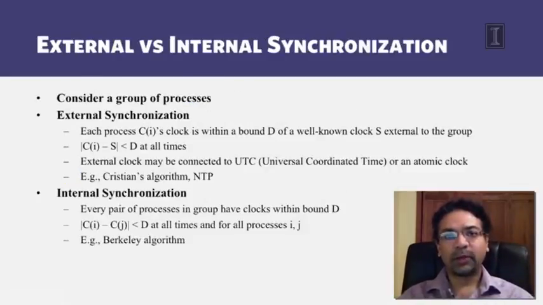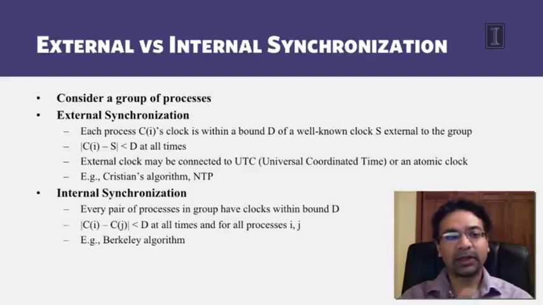Now, there are two terms that come into play when you want to synchronize process clocks: external and internal synchronization. In external synchronization, each process clock is synchronized with respect to an external time source, such as a UTC time source. So process i's clock may be at most d seconds in error compared to the external time source's clock. So the absolute value of Ci minus S is always less than the bound d at all points of time. Examples of algorithms that try to achieve external synchronization are Cristian's algorithm and the NTP algorithm, which you will see later on in this lecture series.